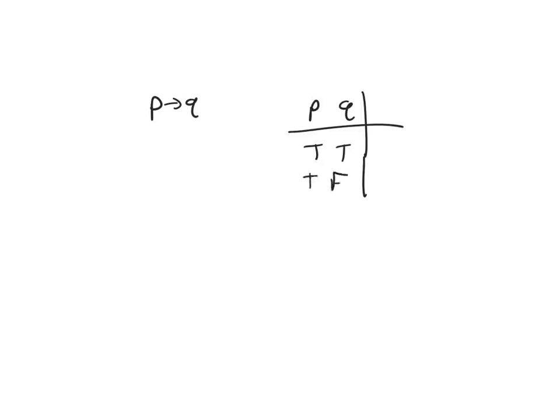So now let's do some examples with conditional statements. Maybe first we'll start with, remember the truth table for the conditional statement: if P, then Q, right? The way it works, let's fill out our truth table here.